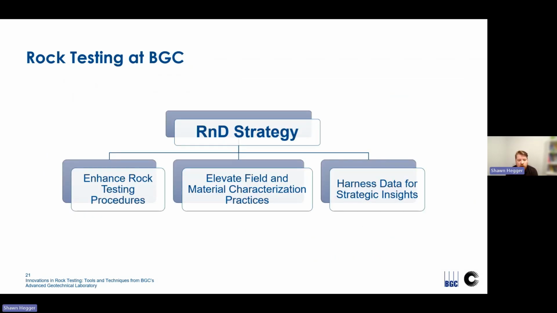So overall, all the initiatives I've discussed today have been in the pursuit of these three goals: to enhance rock testing procedures, either through upgraded equipment or optimized procedural standards, to elevate field and material characterization practices by way of laboratory trials, or to leverage our high volume data acquisition to enable advanced analytics and data-informed decision-making.